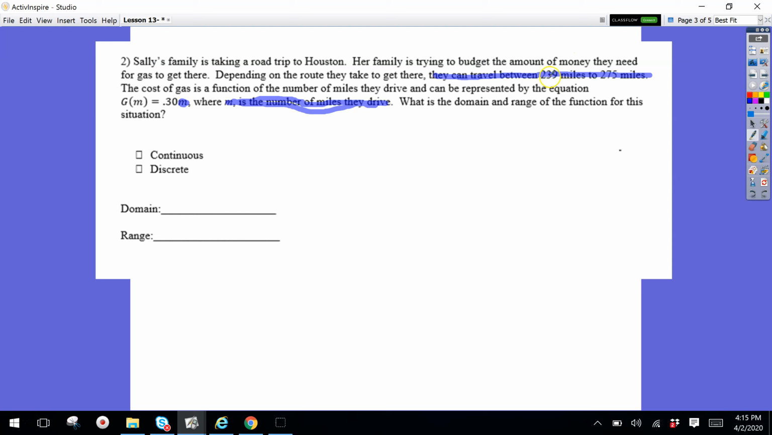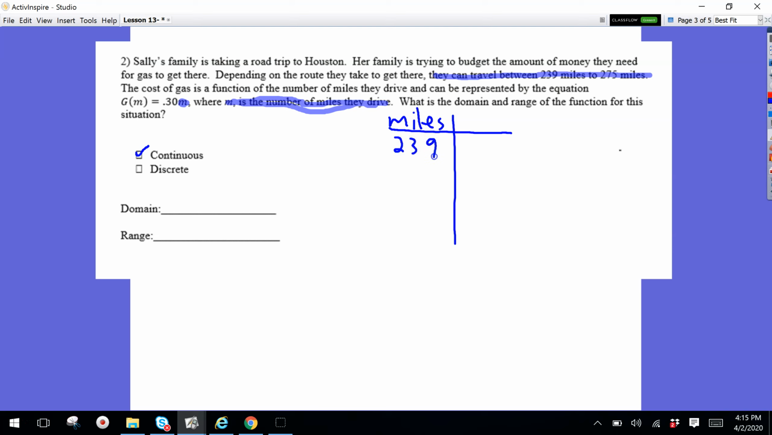So when I'm thinking about miles, you can definitely travel between. So it's all the numbers between, even like 239.5, 239.2. So this is a continuous situation. I am not going to be able to list out all of the numbers here, but we can go ahead and get an idea. So my input here, which is miles, well, the least I can travel is 239. The most I can travel is 275.